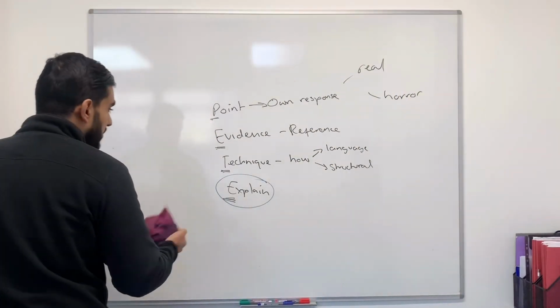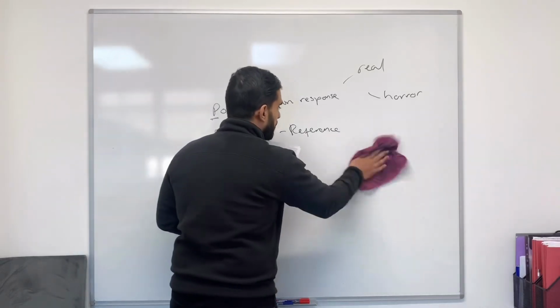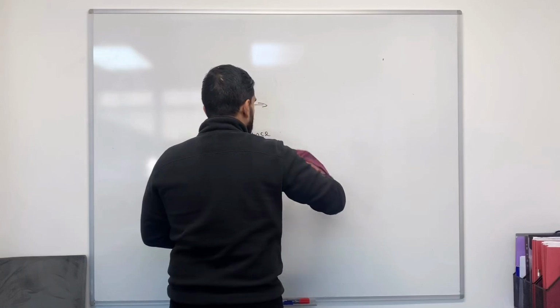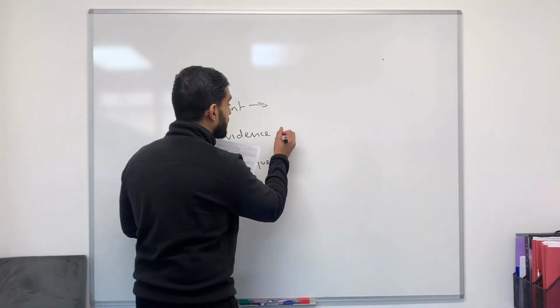We have our rule of three. So guys, we have our rule of three. All right, guys, let's plan our paragraph. Let's plan our paragraph and then we kind of fill in the gaps. So, how does the writer make the text seem real? How does the writer create horror?